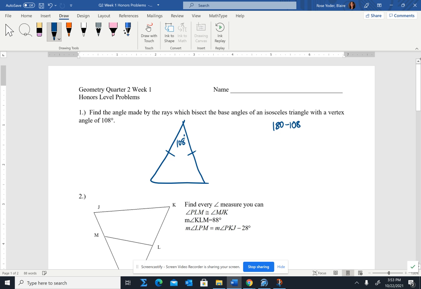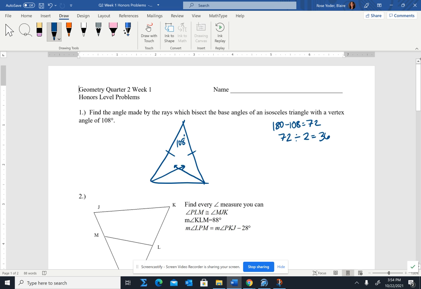180 minus 108 is 72. There's two base angles left over, so I'm going to divide the 72 into two equal pieces, and you get 36 apiece. So this angle is 36 degrees, but what it says in the problem is we're going to draw in some rays that bisect that angle and a ray that bisects this one. So we're looking for where those two rays intersect and what angle they make when they intersect with each other.